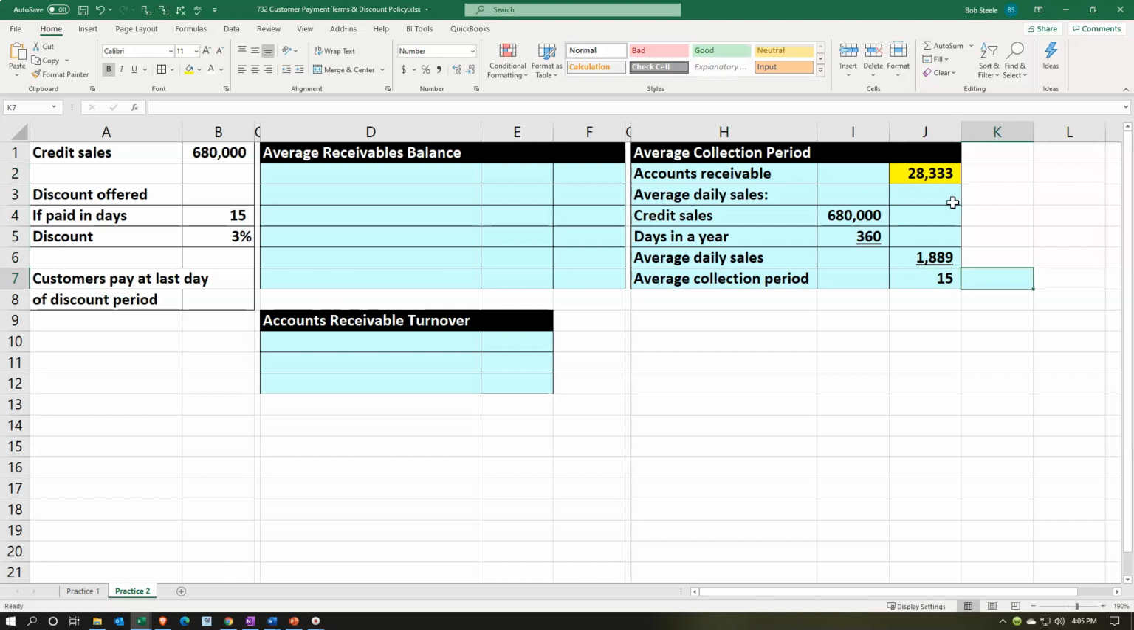And then I'm going to basically divide it out again just to make sure that this works. So 28,333 divided by the 1,889 would be 15. That would be our normal calculation for average collection period. Let's do it again as if we were just going to rework the algebra. This is how someone would probably be presenting this to you.